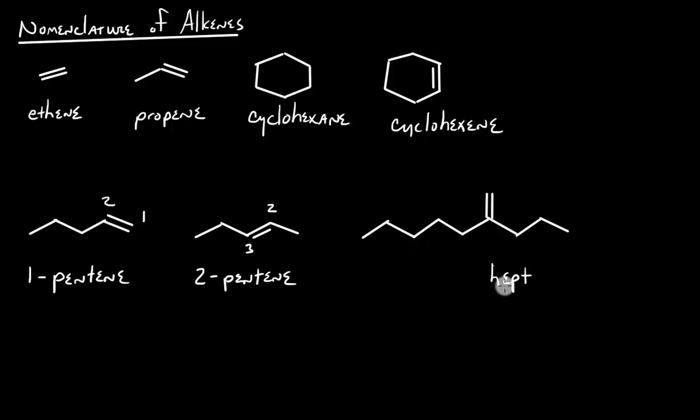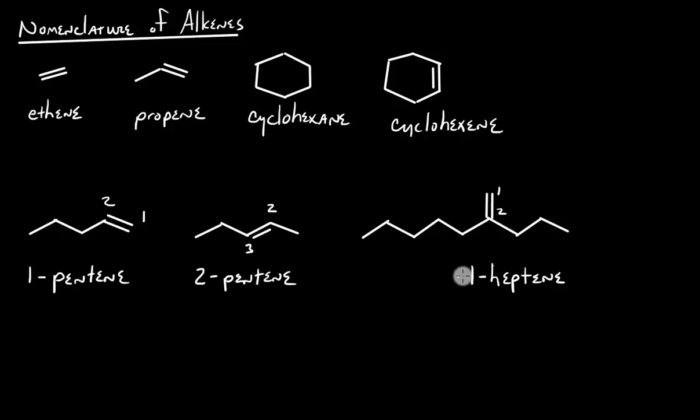The only thing we have to do is remember, again, since we have a double bond, to change that ane ending to an ene ending. So it's no longer a heptane, it's a heptene. And so what we're going to do is try to minimize the initial location for that alkene. So this would be position 1, and this would be position 2. So we would say this is a 1-heptene.